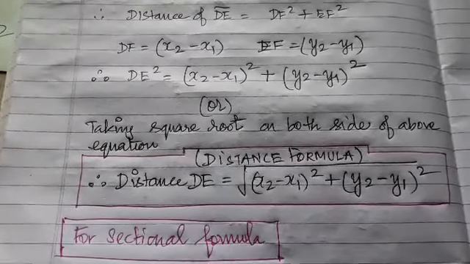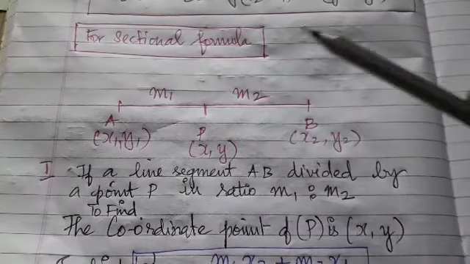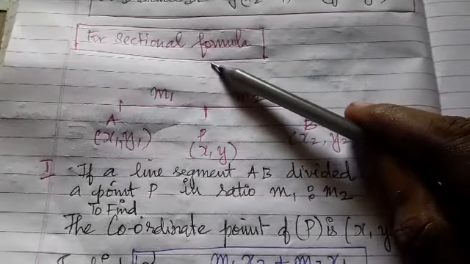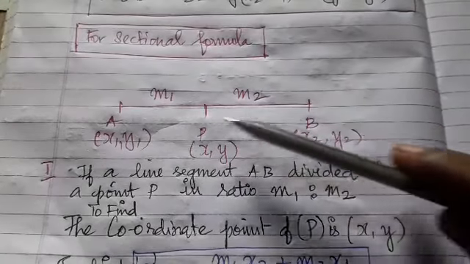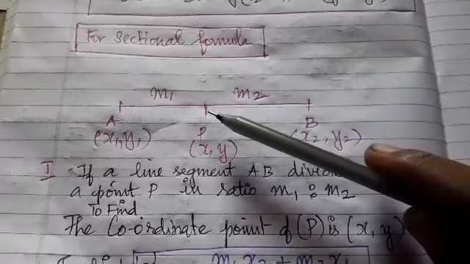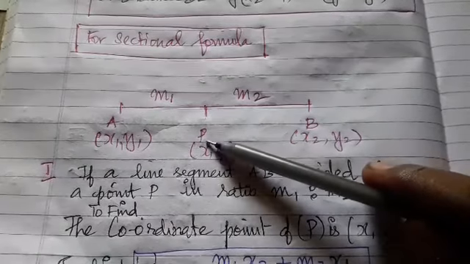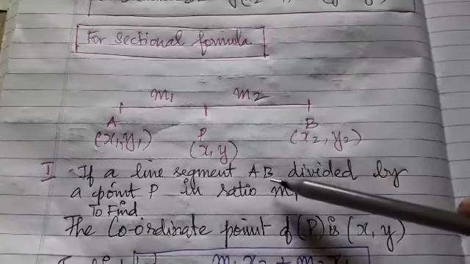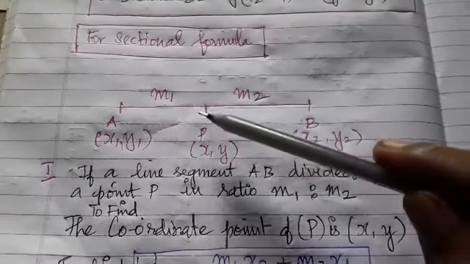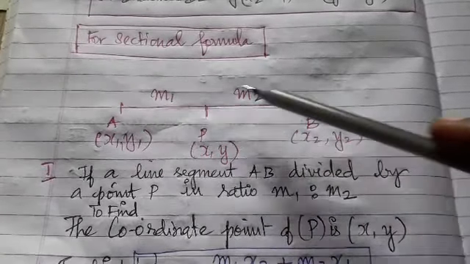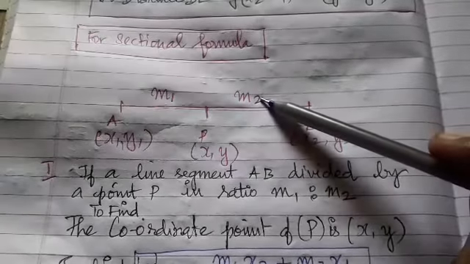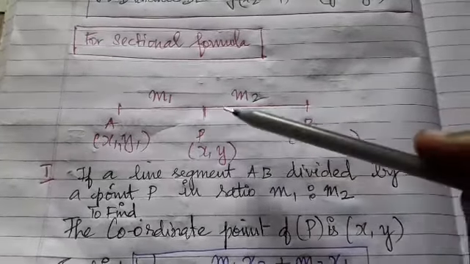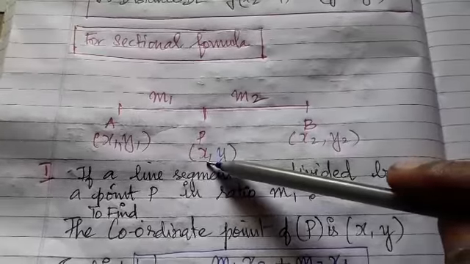Okay. Then the second formula. What is called the sectional formula? If a line segment AB is there, and any point lying in between A and B, that is point P, we are going to find the X and Y coordinates of P. For that, P will be dividing the line segment in the ratio m1 to m2. Using this, we have to find the X coordinate and Y coordinate.